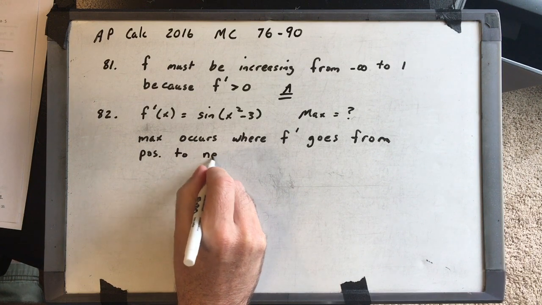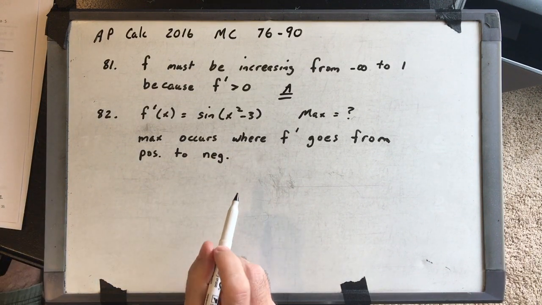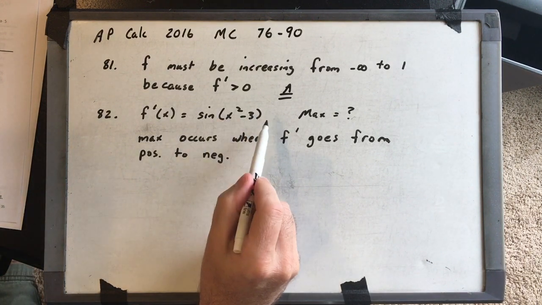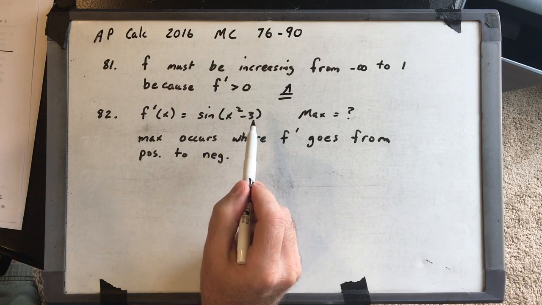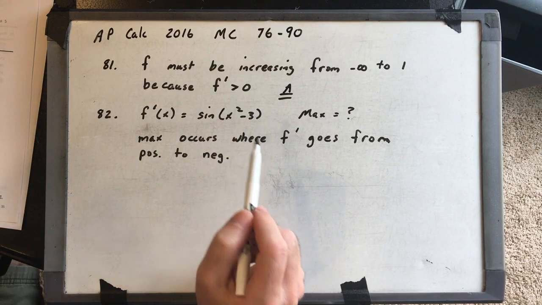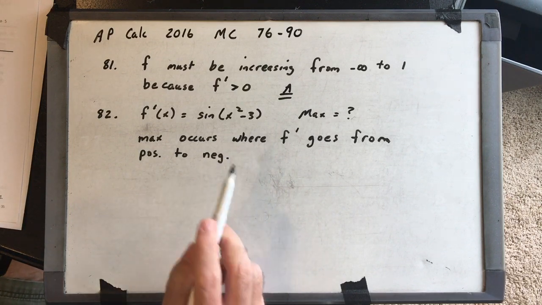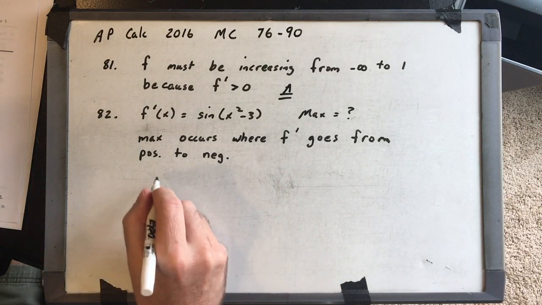to negative. So I want you to graph this on your TI-89. You're only worried about between negative 3 and 3, so you'll be zooming in on the center of the graph. So graph it.